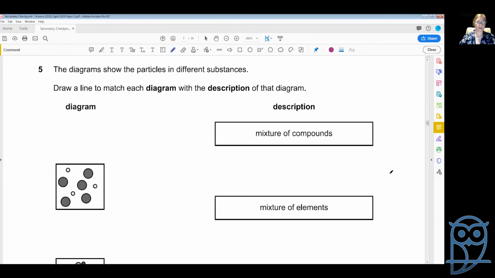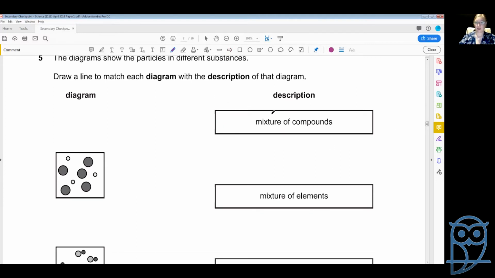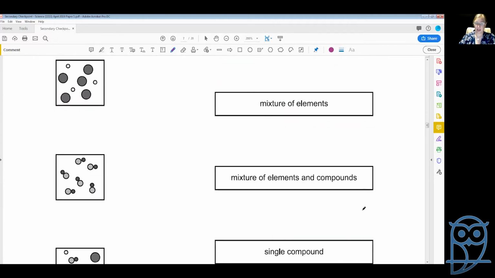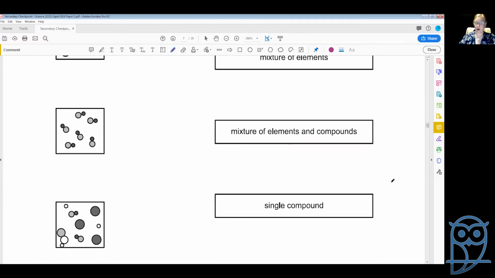So question 5 says the diagrams show the particles in different substances. Draw a line to match each diagram with the description of that diagram. So we've got a bunch of descriptions. We have a mixture of compounds, a mixture of elements, a mixture of elements and compounds, and a single compound.